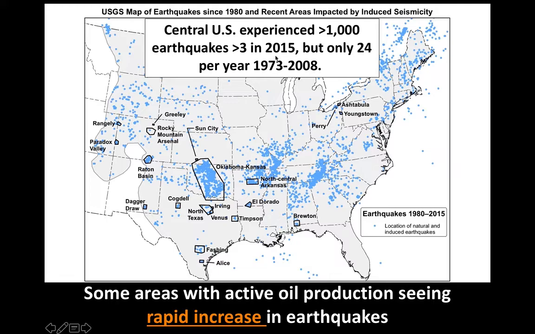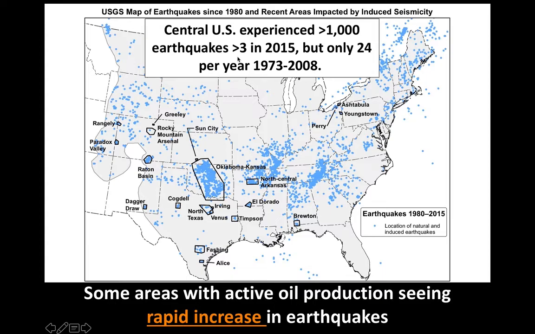this is of a magnitude of three, sorry. They went up to 1,000 earthquakes a year from only an average of 24 before. So you're talking about a 40-fold impact in terms of increase, almost 40 times the increase in magnitude three earthquakes in some of these areas. So obviously this is worrying.